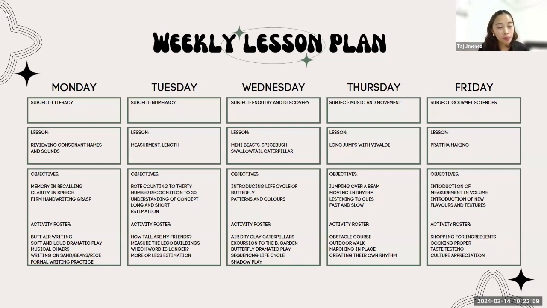For Monday, we have consonant names and sounds. For Tuesday, we have measuring length. For Wednesday, we have learning about insects. Thursday is about rhythm, classical music. And Friday is for cooking, that's prata making. So let's zoom in into these lessons. Okay, let's see.